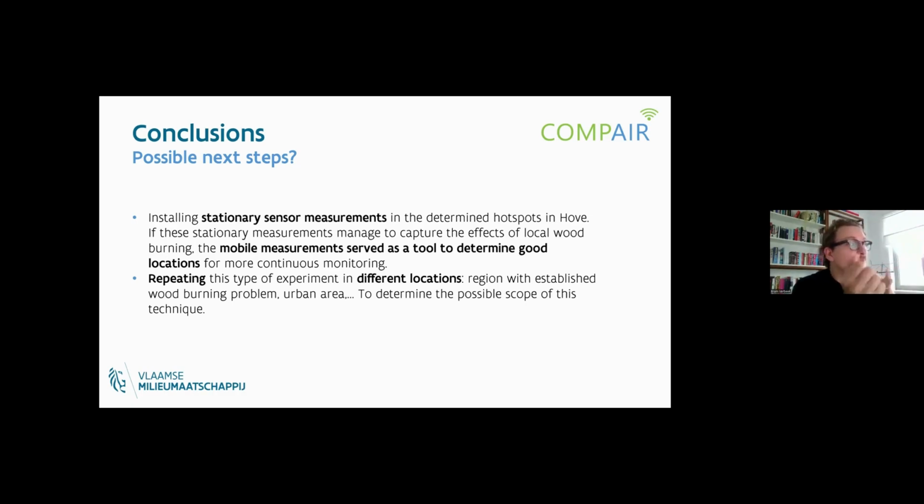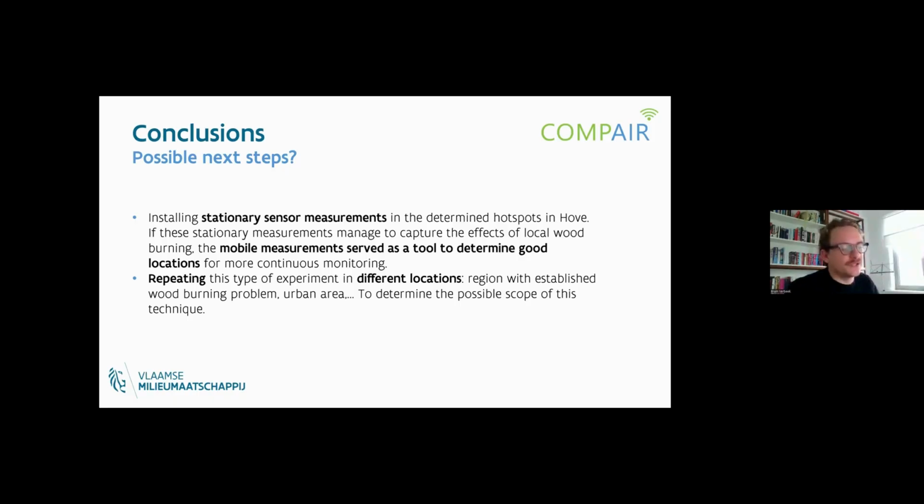And then a second thing, of course, would be to repeat this type of experiment in different locations. So Hove was just very convenient. There was an environmental council. They wanted to do something. This colleague of ours was part of this environmental council, so it was a very clear way in. But maybe it would be interesting to really try it also in a region with established wood burning problems.